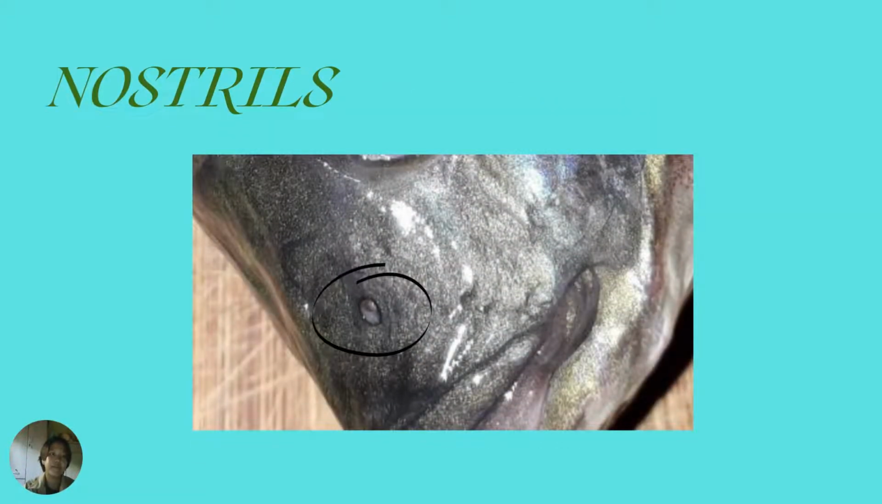Next we have nostrils. Fish do not breathe through noses, but they do have two nostrils. But cyclostomes have merged into one. These are small holes used for smelling, which can also be referred to as nostrils.